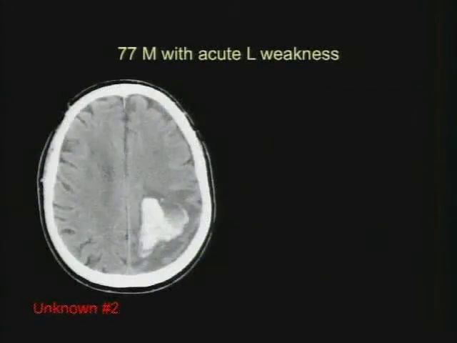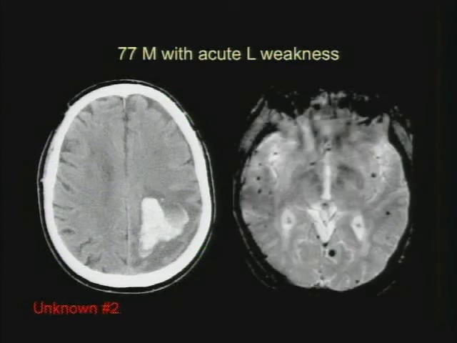So this is the second unknown case, a 77-year-old with acute left-sided weakness. So an intraparenchymal hematoma, a lobar hematoma, in a 77-year-old. So one of the top things you should be thinking of is amyloid angiopathy. And that's exactly what you see here, multiple areas of susceptibility on this gradient sequence.